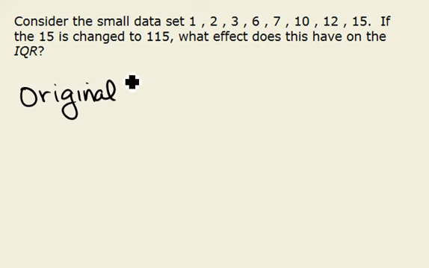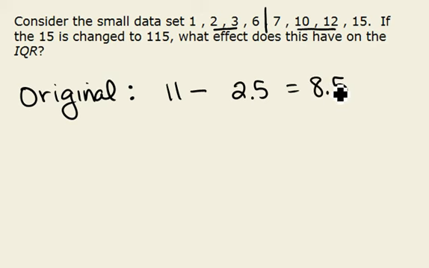So for the original data set, we want to find the quartiles Q3 and Q1. We would start by finding the median. It'll be halfway between 6 and 7, so 6.5. That would chop the data into two pieces, and we would find the median of each of those pieces. So to find Q1, the lower quartile, we'd average 2 and 3, so we'll get 2.5. To find the upper quartile, we'll average 10 and 12, which would give us 11. So our interquartile range will be 11 minus 2.5, which is 8.5.